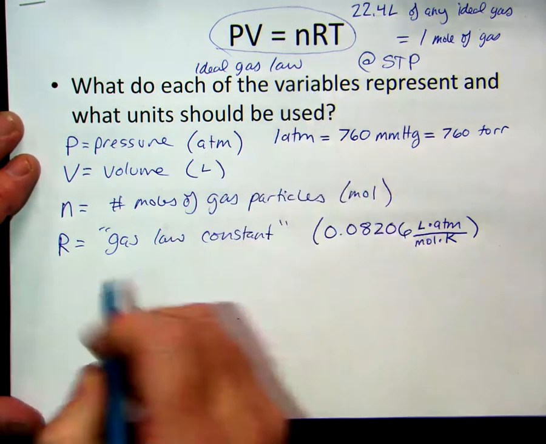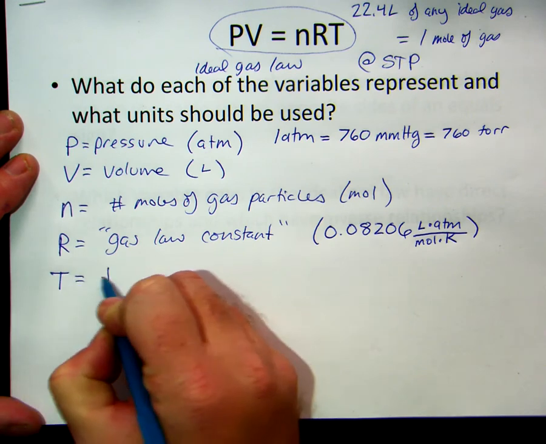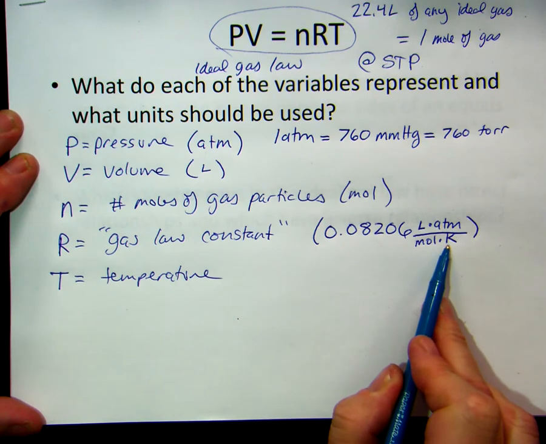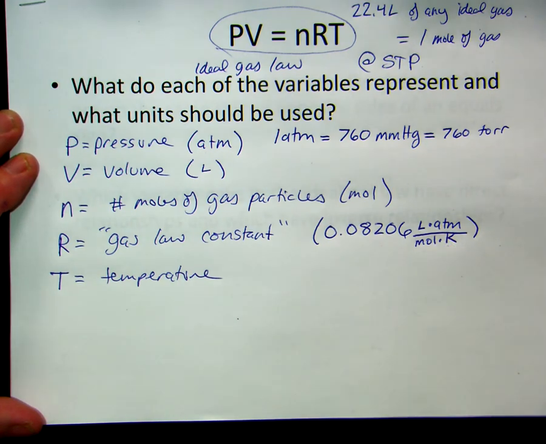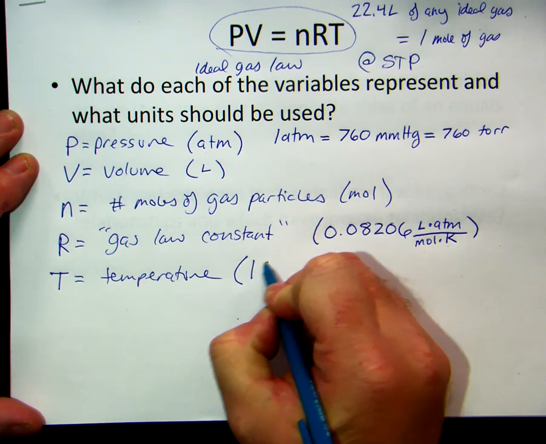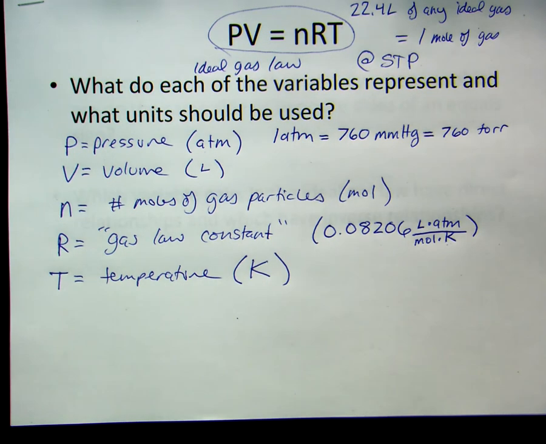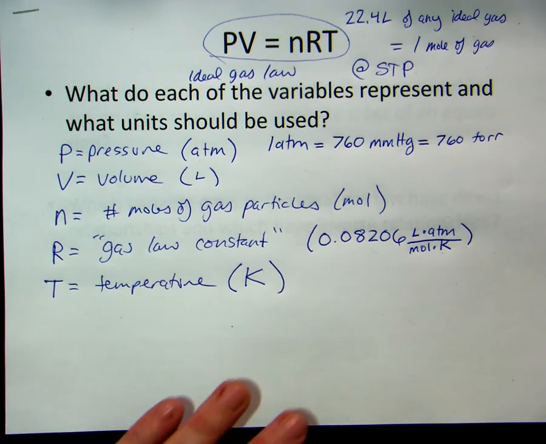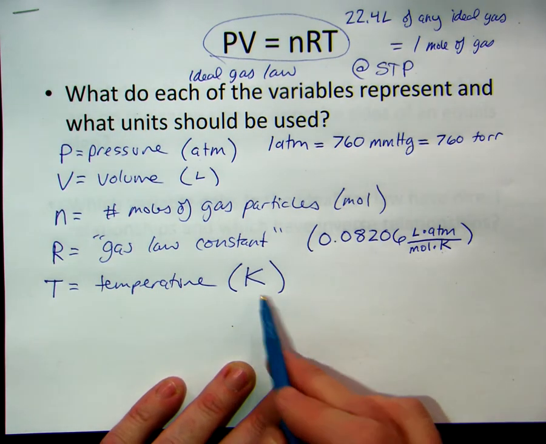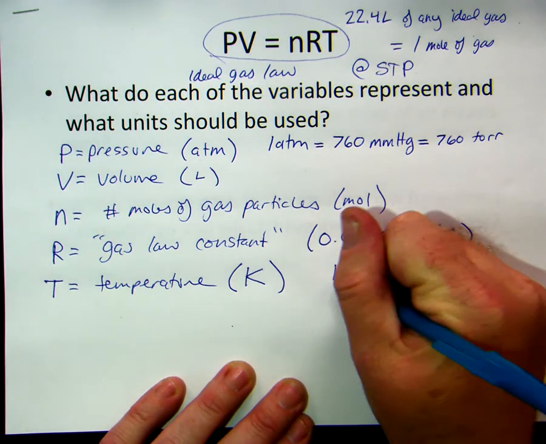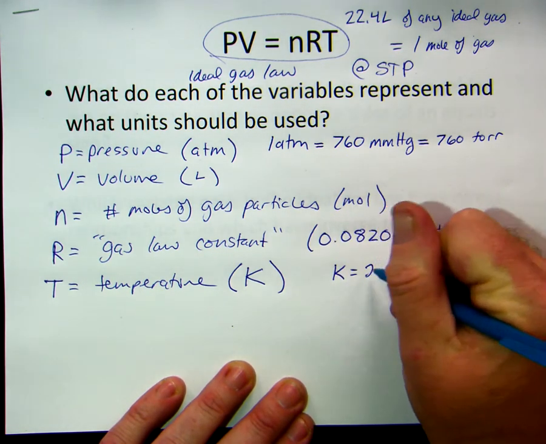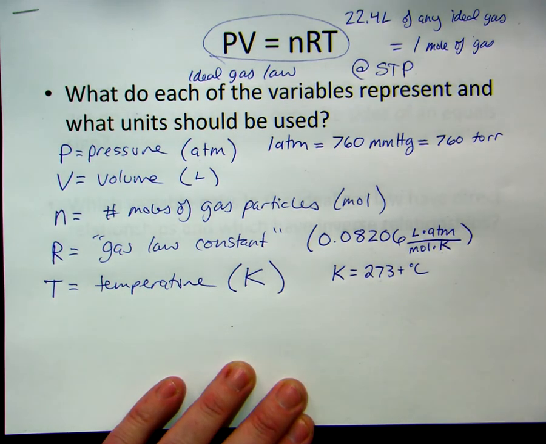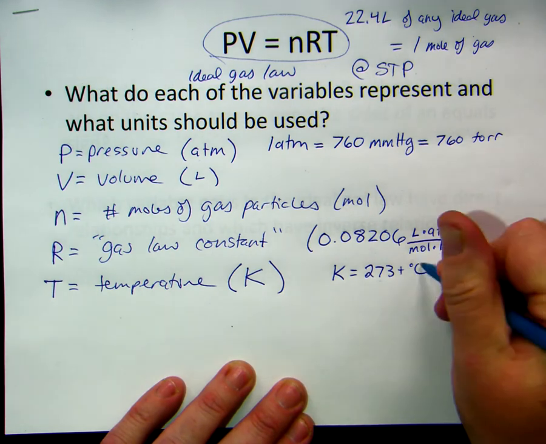All right, the last one is T, and as you guessed, that's temperature. And as you see in the ideal gas law constant, Kelvin is our operative unit. So make sure that this sticks in your head. If you use Celsius in the gas law equation, you'll get the wrong answer. You have to use Kelvin. So oftentimes you have to convert to Kelvin. So just as a reminder, Kelvin equals 273 plus degrees C, or degrees C plus 273. That's how you get the Kelvin temperature from degrees Celsius.